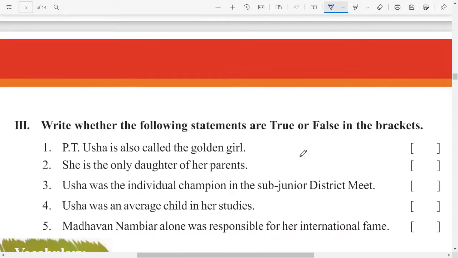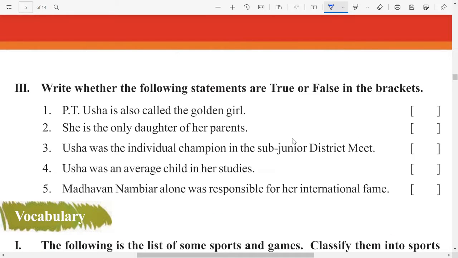Next one, write whether the following statements are true or false. This I will give you. PT Usha is also called the golden girl. Yes, that is correct. Next, she is the only daughter of her parents. Is she the only daughter? No, I don't think so. You have to go to the lesson, I'm not sure about it. Check it once. Next, Usha was the individual champion in the sub junior district meet.